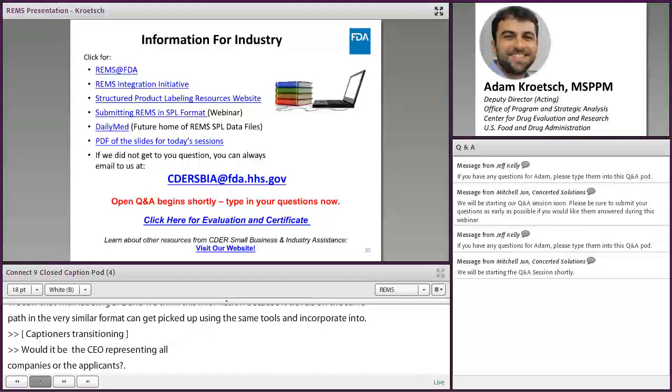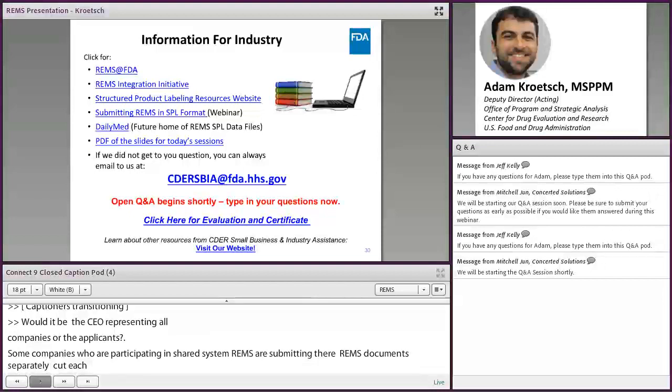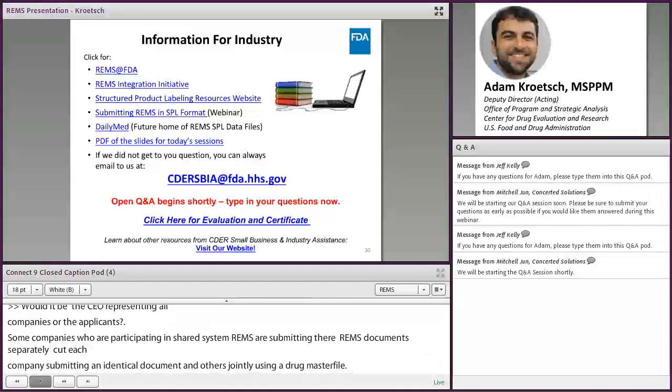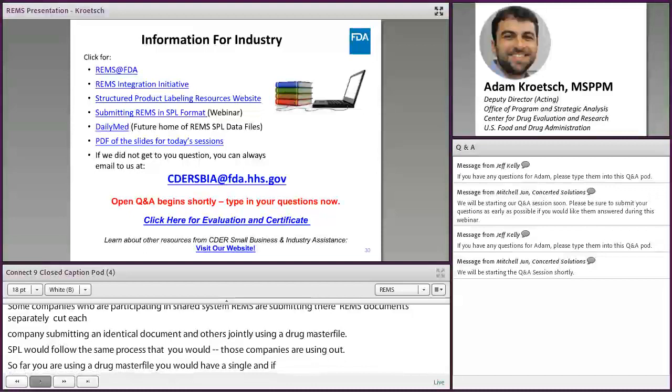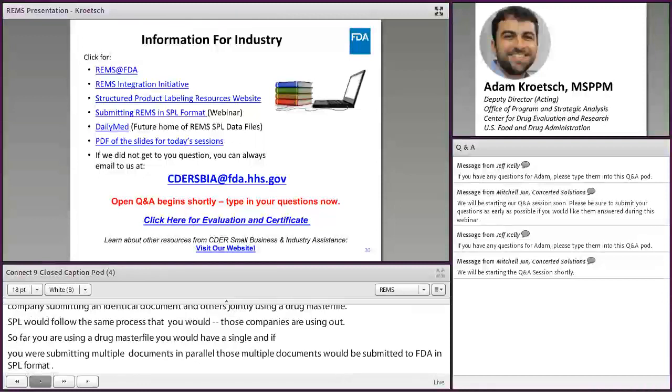SPL would follow the very same process that those companies are using right now. So if you're using a drug master file, you would have a single REMS SPL file submitted to FDA. If you were submitting multiple documents in parallel, those multiple documents would be submitted to FDA in SPL format. We'll be providing tools alongside the SPL to help people understand when there are multiple documents that are actually related to a single REMS.